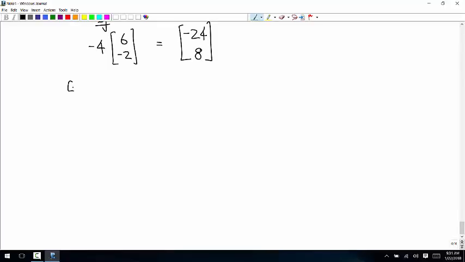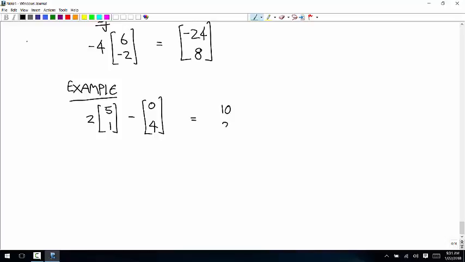Okay, so you can combine these things. So, for example, 2 times the vector 5, 1 minus the vector 0, 4 is equal to 10, 2 minus 0, 4. So it's equal to 10, negative 2.